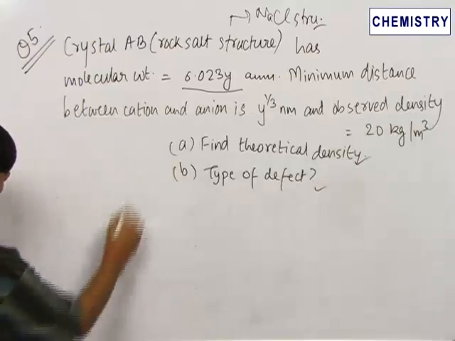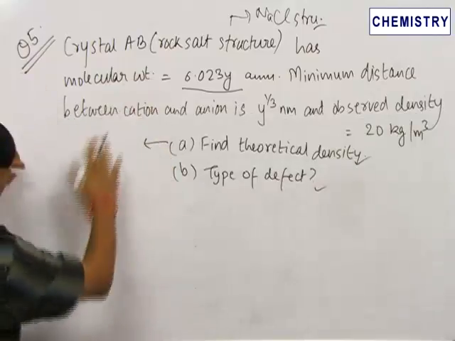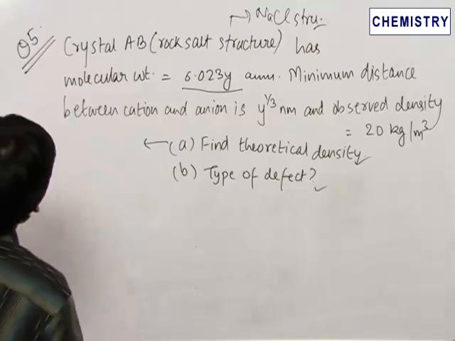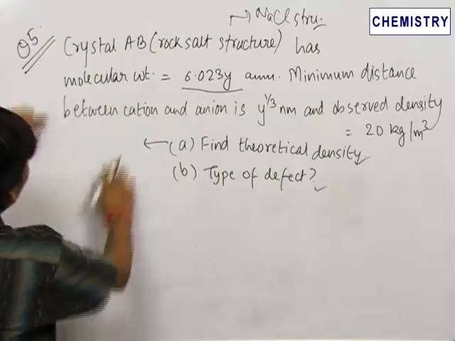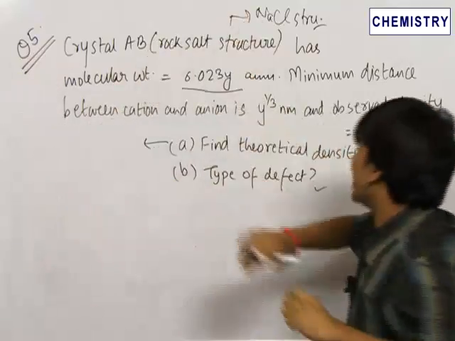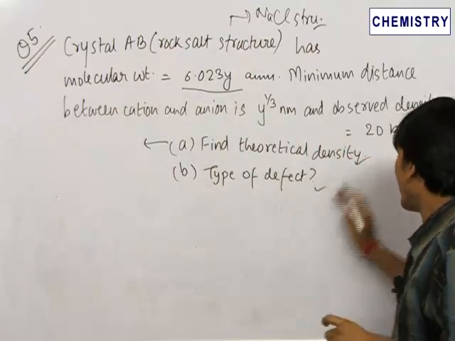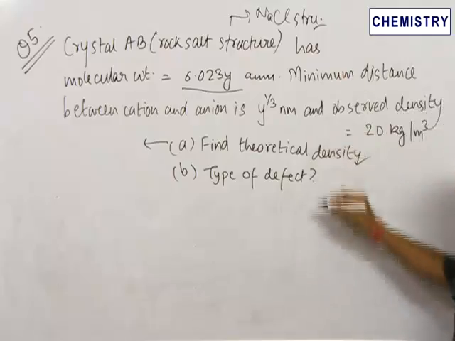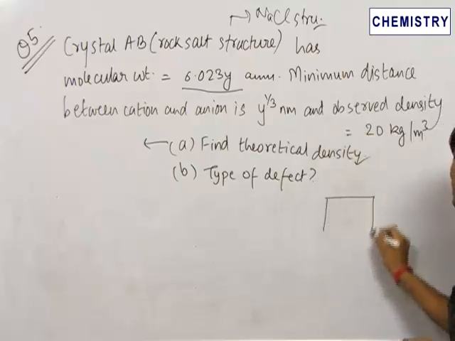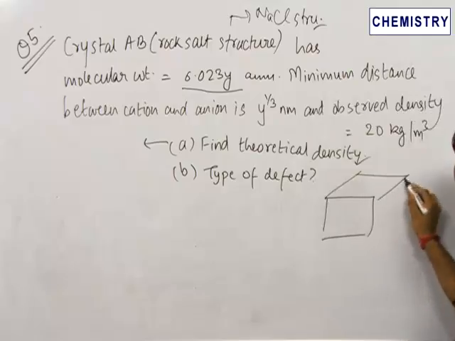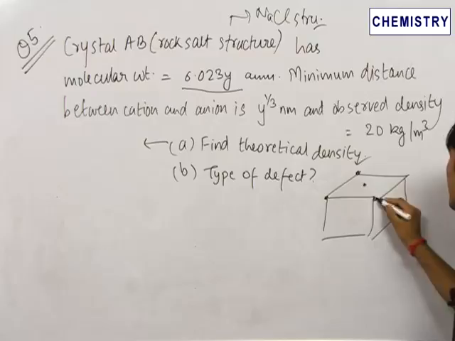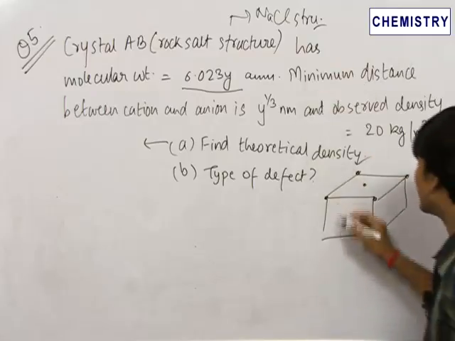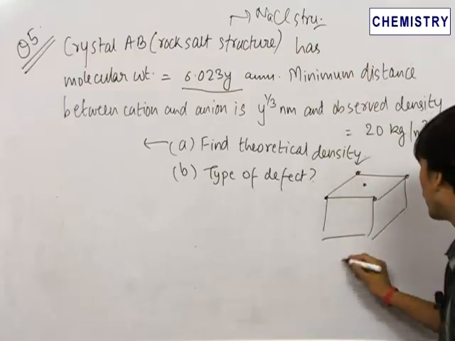So finding this out, let us first find out the theoretical density as in the density by our calculations. For finding out the density, we must first analyze the structure. We know that since it has an NaCl structure, in NaCl what happens is that Cl minus ions are present on the face centers and the corners of a face centered cubic lattice. Therefore, the number of chlorine ions in a particular lattice is equal to 4.